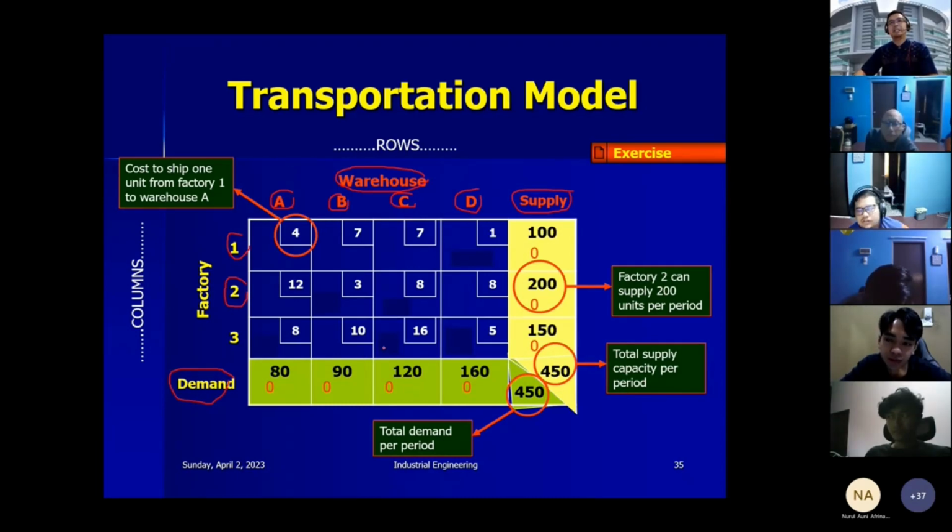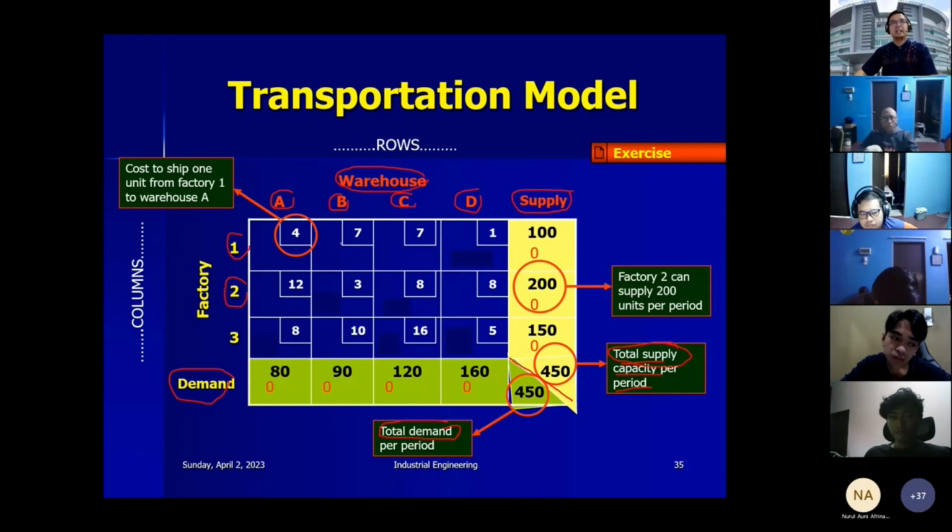In order to get a balance, total supply capacity and total demand must be balanced. For example, this is 450, the total supply capacity per period. Meanwhile, this is 450, the total demand per period. So this is factory by demand, and this is supply by total supply. They must be the same value.